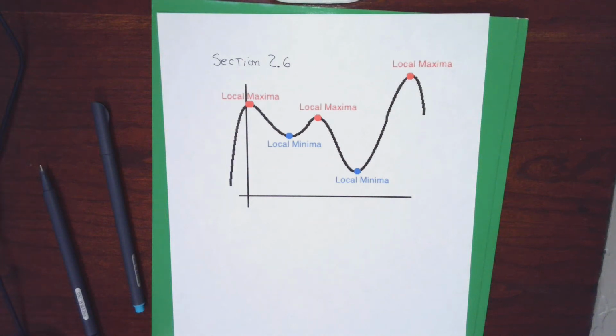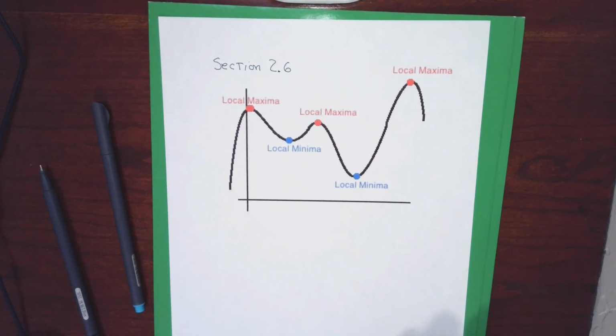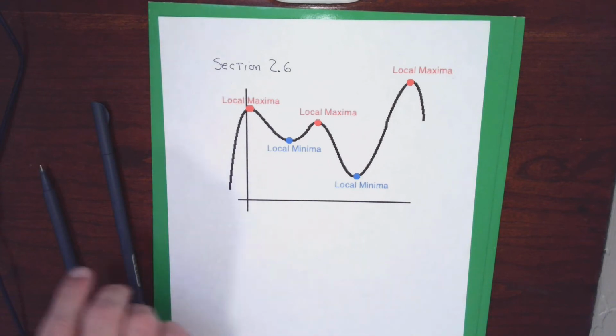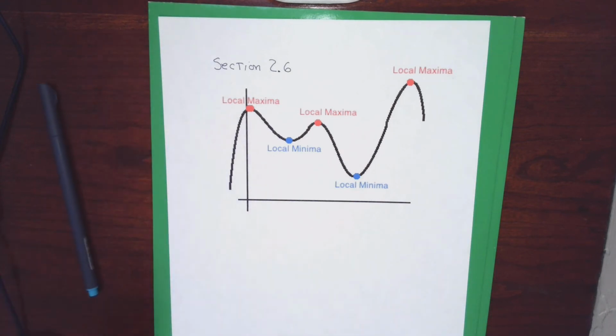So section 2.6, last section in chapter 2, it's kind of a calculus section. The concepts that we're going to cover are covered in calculus, and they're covered again in college algebra. Let's just jump into it. There's a couple of concepts, and the first one is pictured here.